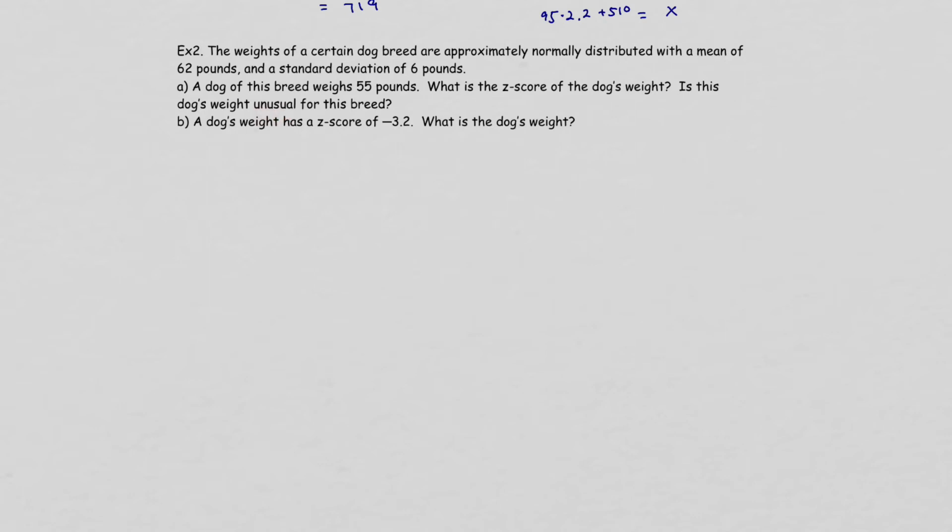So let's do one at a time. We want to see if we can find the z-score, right? With 55 pounds. So we use the formula. We will say the z-score is the data minus the mean over the standard deviation. That's negative 7/6, which is negative 1.17. So this means that it's 1.17 below the mean, right? Because it was negative, so we'll be on the left side.